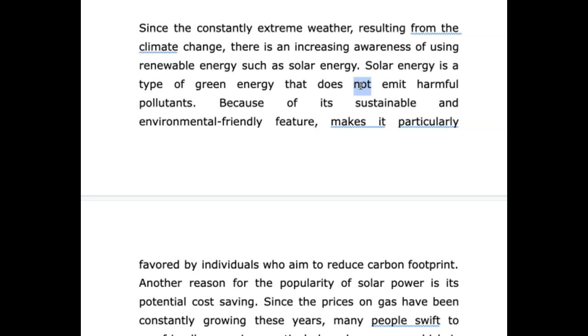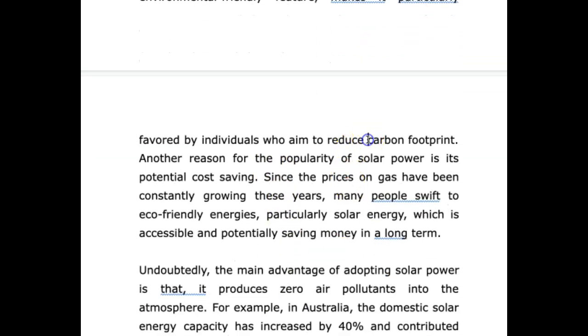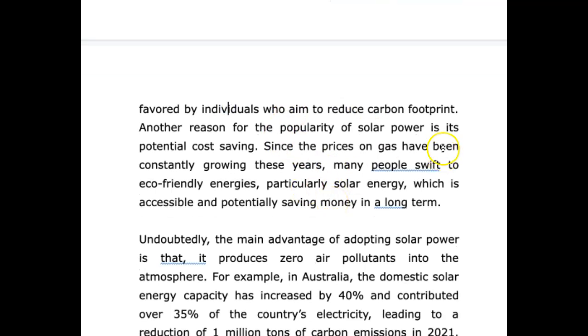Because it is sustainable and environmentally friendly, it makes it particularly favoured by individuals who aim to reduce their carbon footprint. Another reason for the popularity of solar power is its potential cost saving. Beautiful. Since the prices of gas have been constantly rising, I think would be better.